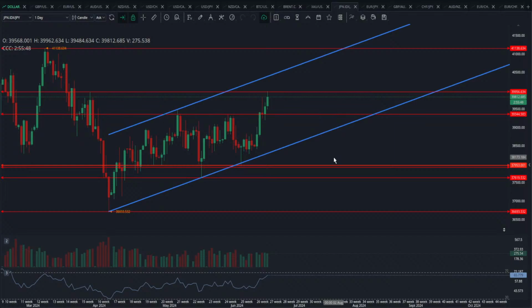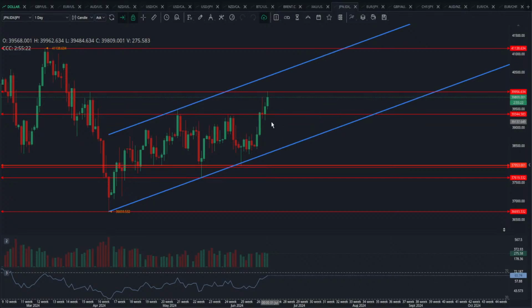Nikkei is not giving up, it is rising, and has tested the high of this candle. I think this was 39,956.34. Today the candle high is 39,962.63. Okay, so this is good. So price has made a higher high than this, and if it sustains, there is a possibility of the price going back towards 41,138. This is very nice for this.